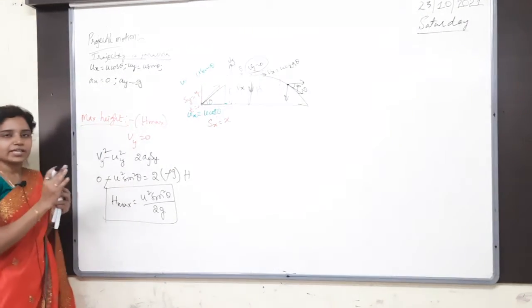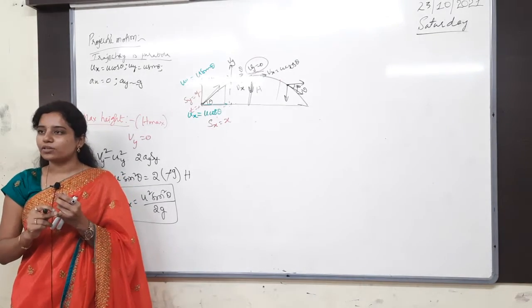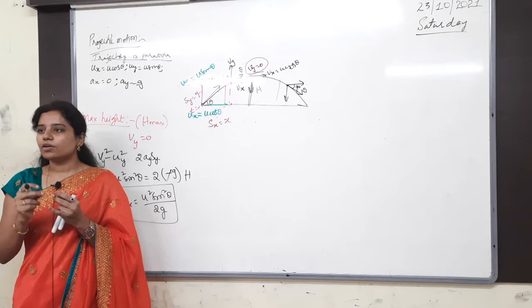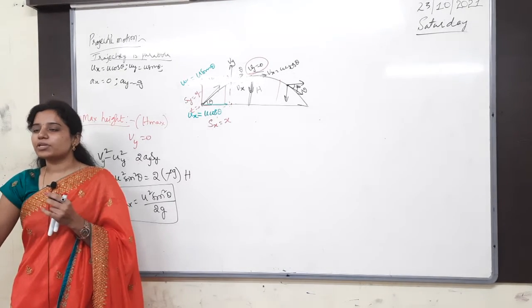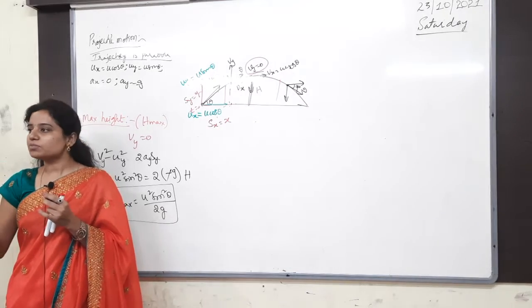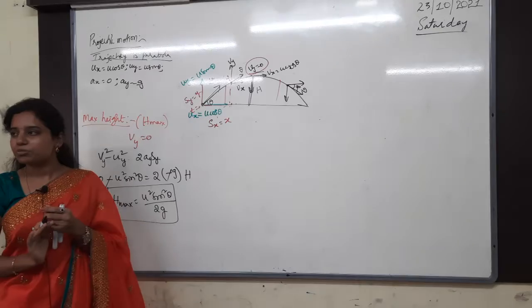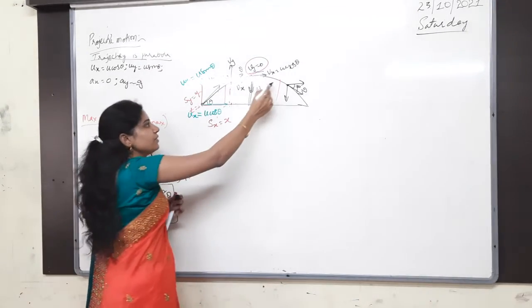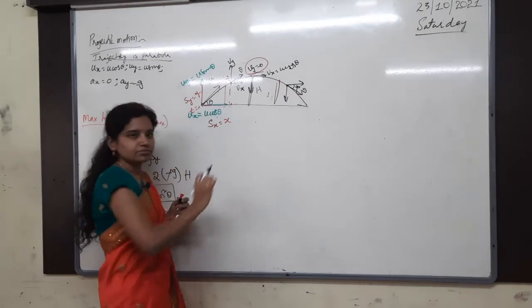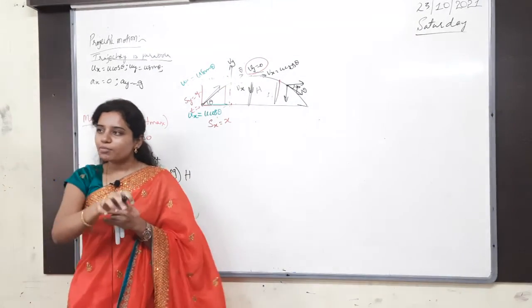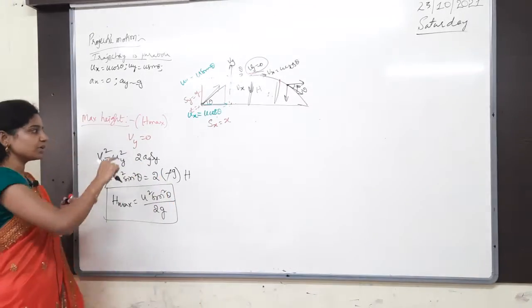Simply, h max is nothing but the maximum vertical displacement of the body. At maximum height, what is happening there? The vertical component of velocity becomes 0. Wherever Vy is equal to 0, that only we call maximum height. Everywhere else Vy is not 0, so that is just height, not maximum height. You're understanding, right?